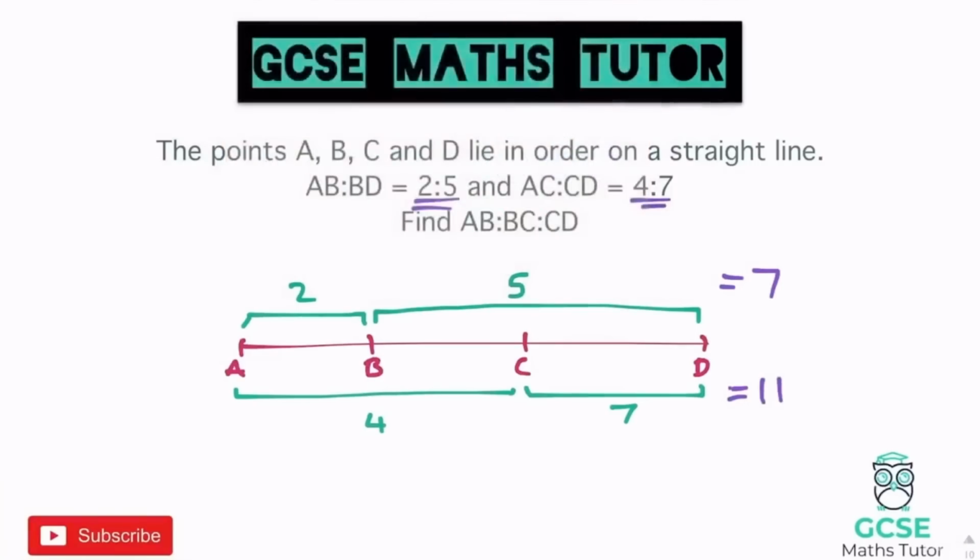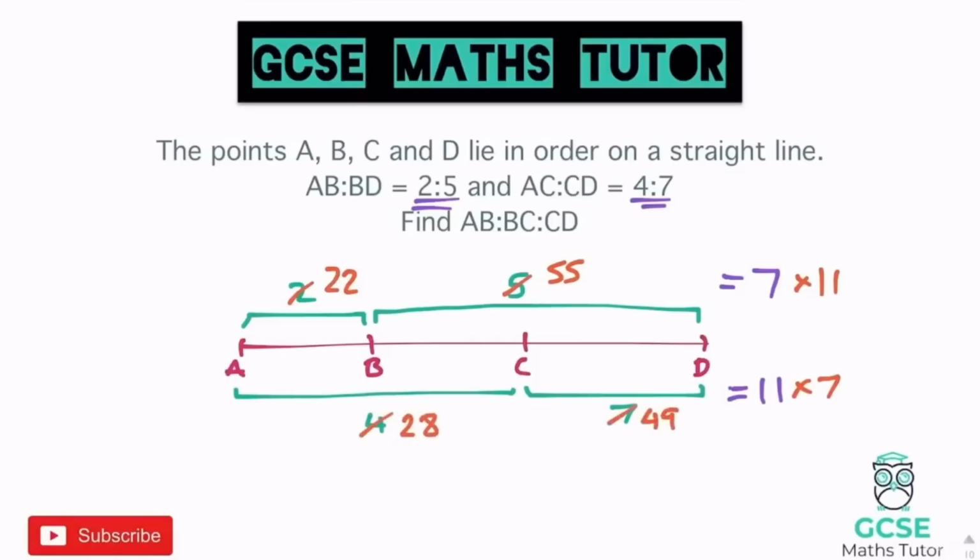So let's think, what's the lowest common multiple of 7 and 11? Well, that is 77. So to make these numbers out of 77, I would have to times the top one by 11 and the bottom one by 7. And that would give me new numbers here on my number line. So if we change this, we've got 22, and we times that by 11. And here we've got 55. And on the bottom there, 4 times 7 is 28, and 7 times 7 is 49.